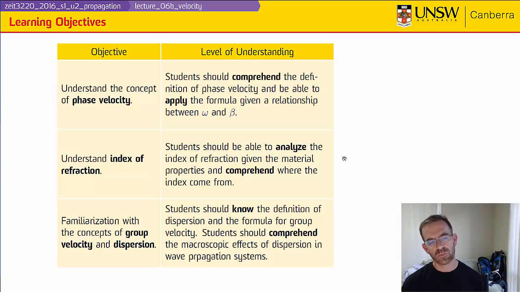And finally, we're going to try to familiarize you with the concepts of group velocity and dispersion. These are more advanced topics, so you need to know what dispersion is and understand what its effects are on signals. We'll give you some examples today. We'll talk about more examples later on in the semester. And you also should understand the macroscopic effects of dispersion in wave propagation systems.